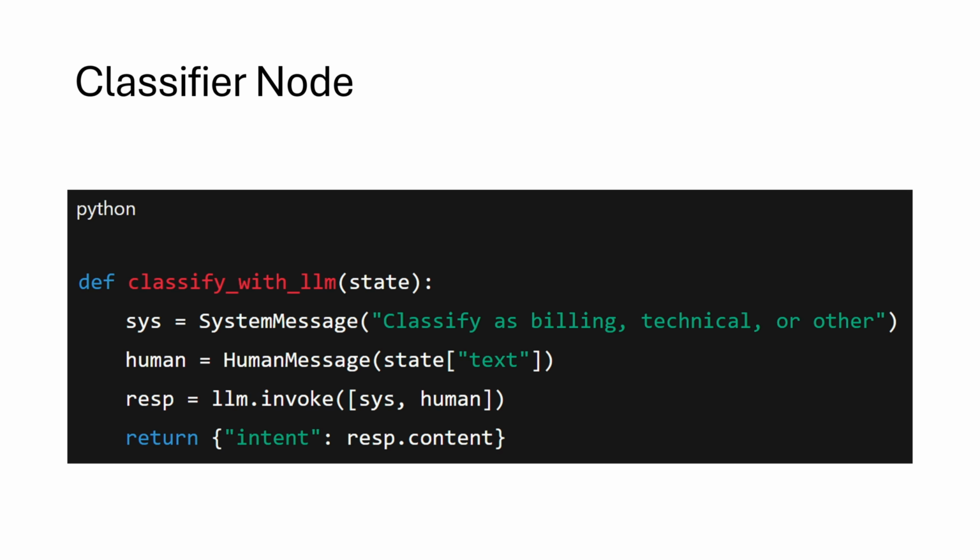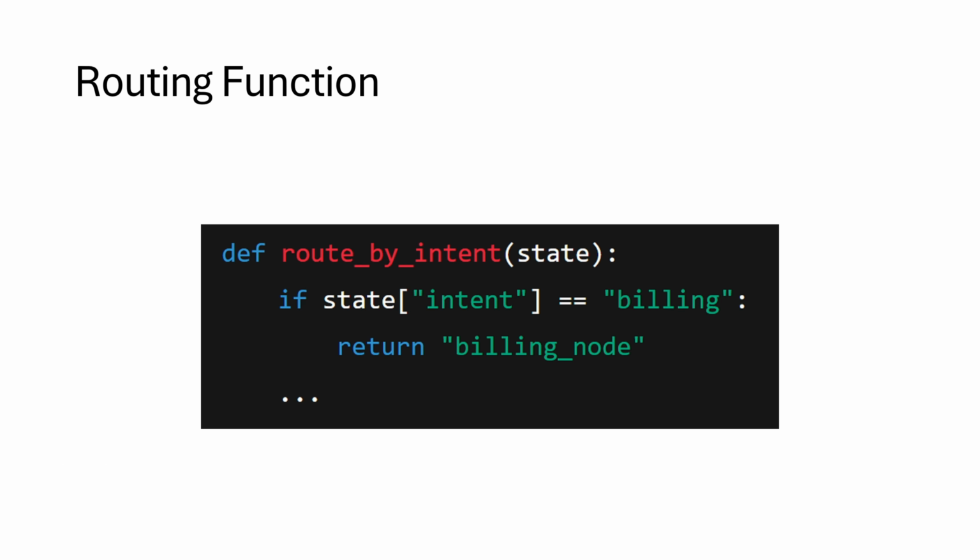So here's how we would implement this. And we can have LLMs inside a node. So we have a system message where we ask it to classify. We also have a human message that we extract from the state, and then we pass it to our LLM. And in our case, it would be Gemini. So we give it the system message and human message, and it returns the intent using which we modify the intent in the state.